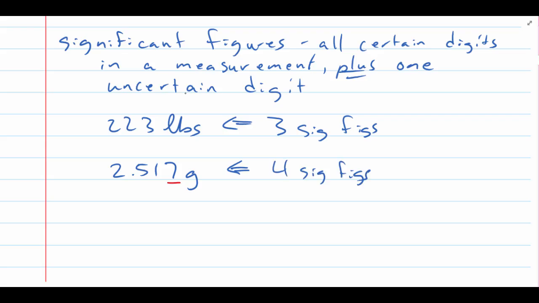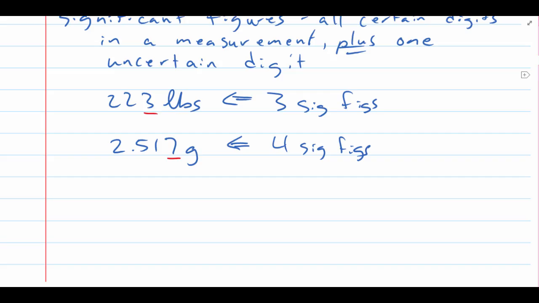Again, the first one has 3 significant figures because these two are certain, and the 3 here is the uncertain digit. So is there ever a case where basically it's all the numbers in the number, but there's one number that's not a significant figure? Yes, which I knew somebody was going to ask, which takes us to the next point.